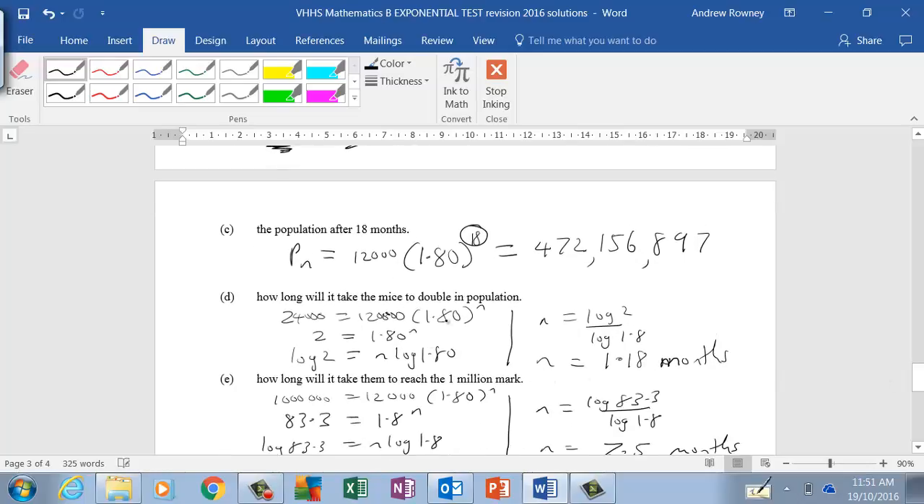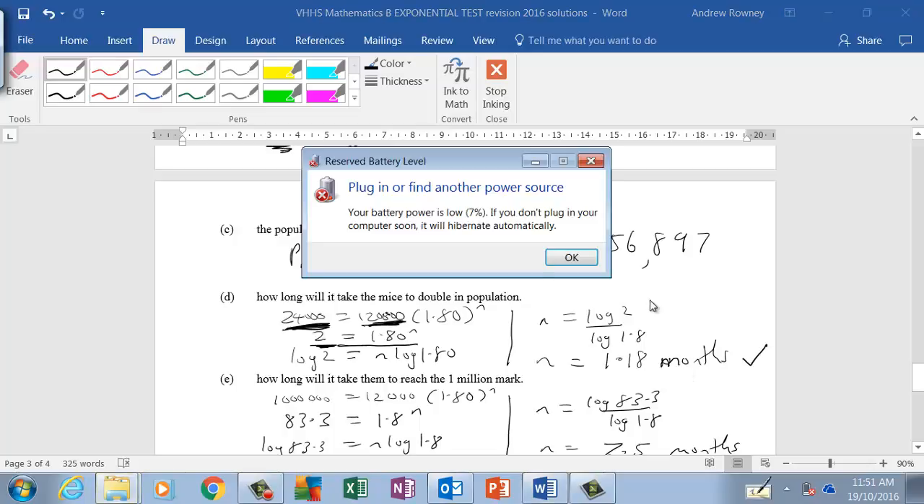How long will it take to double? Well, it starts at 12,000, and we want to actually get up to 24,000, double. If you divide both sides by 12,000, you'll have 2 equals 1.8 to the n. To solve that we need to take logs of the left, logs of the right, so the n comes down the front. So log 2 equals, n comes down the front, log 1.8. And then we divide by that log 1.8, and so we've got n, which is 1.18 months to double.